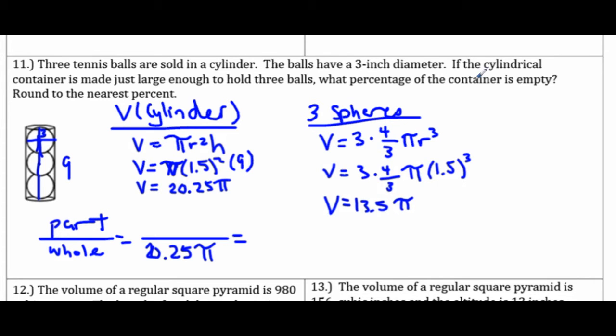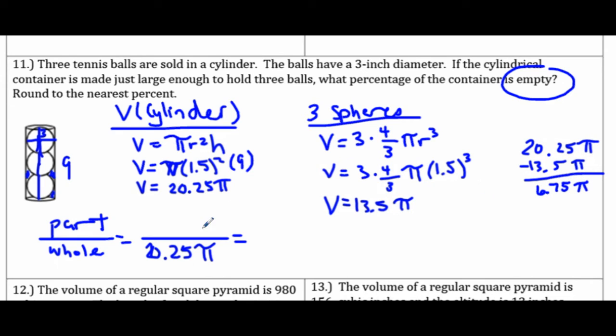The part is whatever the question asks for. If you go back, it says, what percentage is empty? Well, how do I get the empty space, that volume? Subtract out the spheres, right? The empty space, I'll kind of color it in. Like this is the empty space, right? All of this. So I don't want the spheres. If you take the cylinder volume and you subtract out the volume of the 3 spheres, they're like terms. They both have a pi. Think of it as x's. You would get 6.75 pi. So that's the volume. That's the part. That's the volume of the empty space.